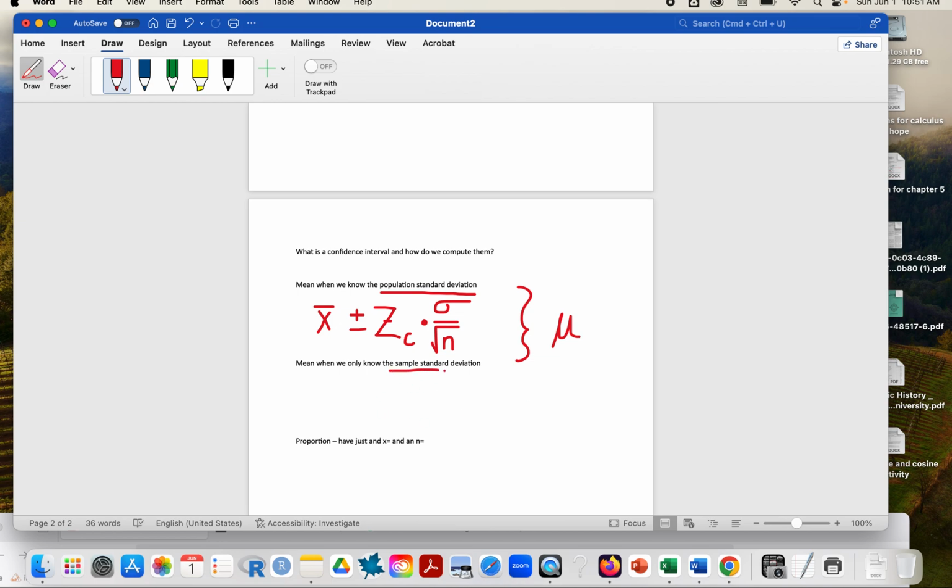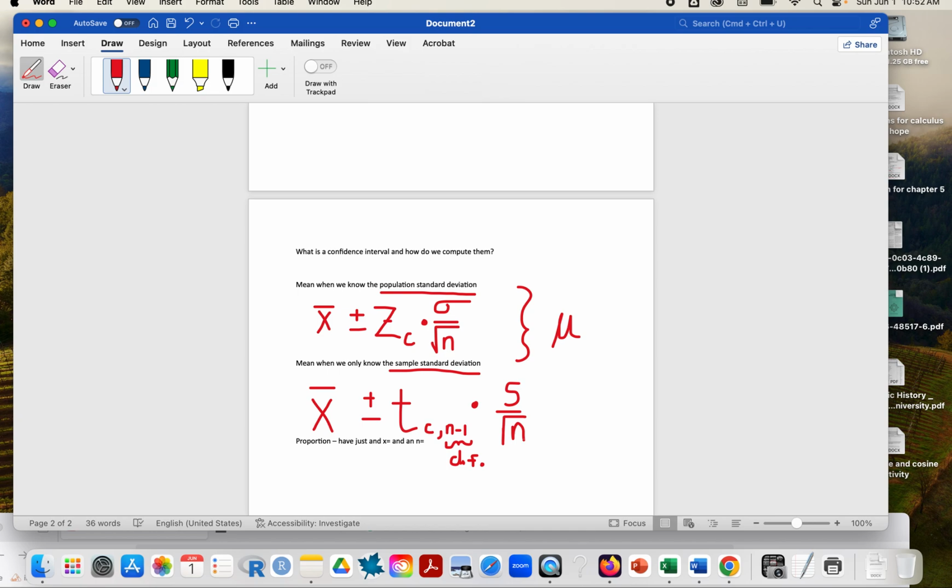When we only know the sample standard deviation, it's going to look very similar. It has a slightly different multiplier. It's t sub c, comma, degrees of freedom or sample size minus 1, depending on your author. This is often abbreviated degrees of freedom, which is equal to the sample size minus 1, so that's why they're interchangeable, and then multiplied by the sample standard deviation divided by the square root of the sample size.